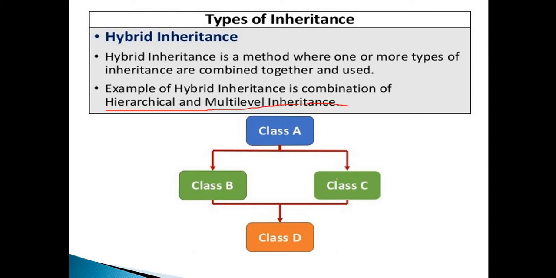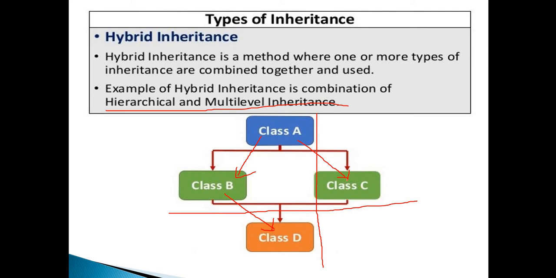Now as per this diagram, when you remove this class C, class B will access data from class A and this class D will access data from class B. So these three classes are the example for multi-level inheritance. Now when you remove this class D, class B and class C both will access data from class A.